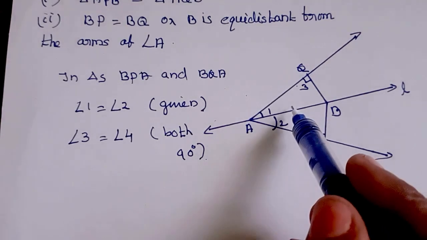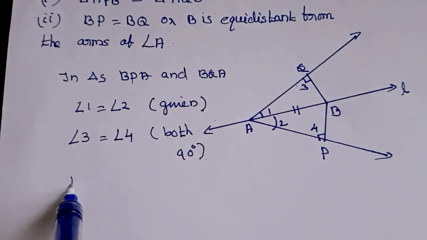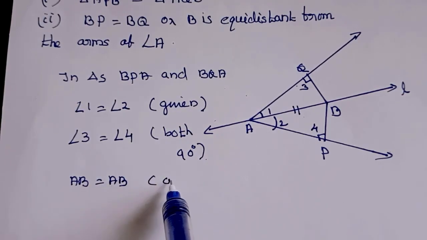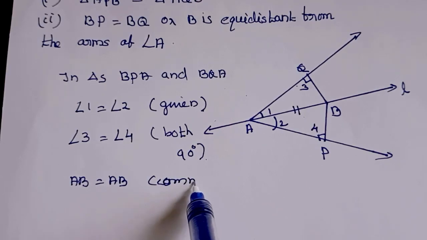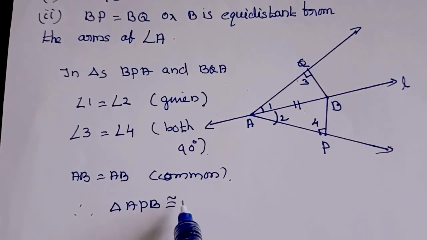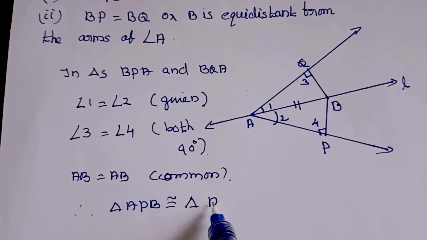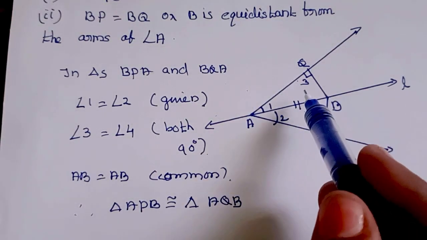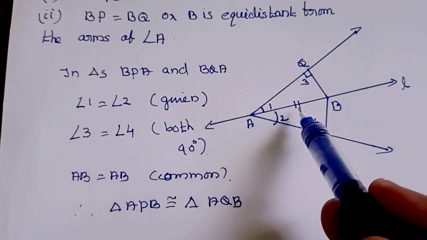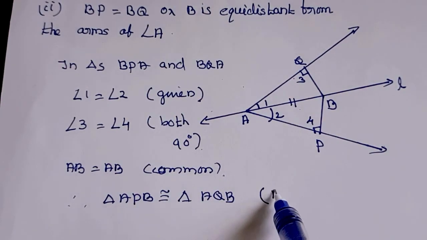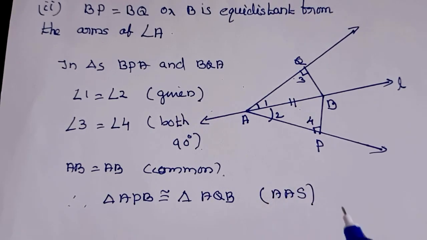And we have AB equal to AB, reason common side. Therefore, we get triangle APB congruent to triangle AQB, reason AAS congruence, two angles and non-included side. Therefore, by AAS congruence, these two triangles are congruent.